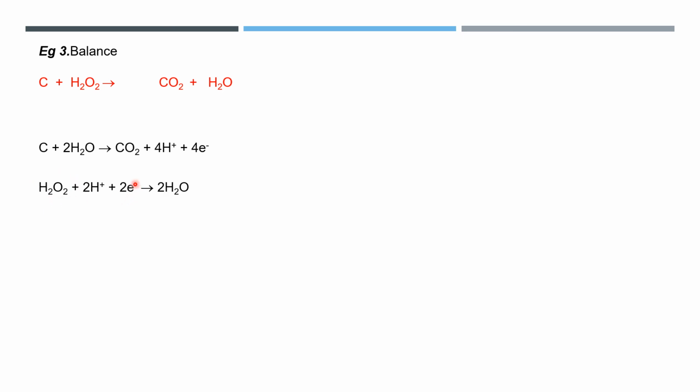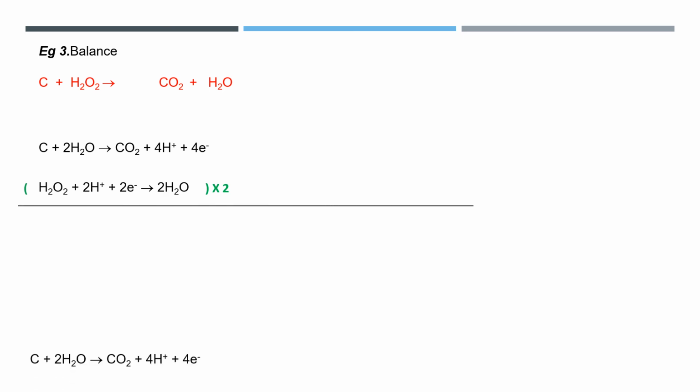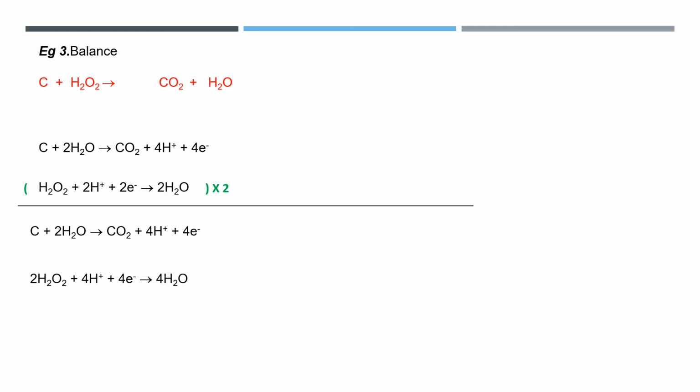Again, you can see the electrons are not the same. We have 2 electrons here and we have 4 electrons here. So what we will be doing, we will multiply this equation by 2 so that the electrons are the same. And this is what we get.